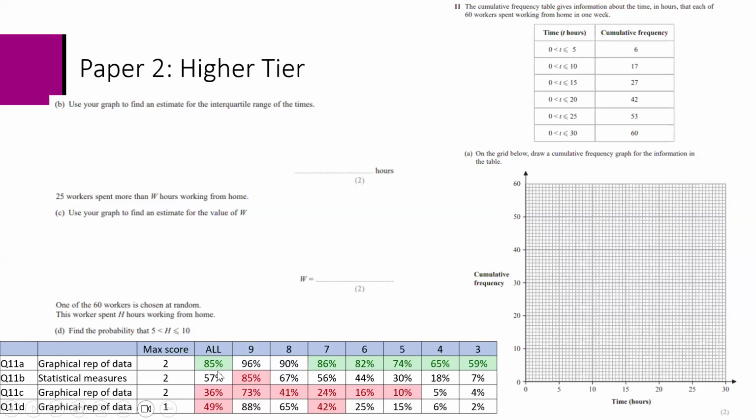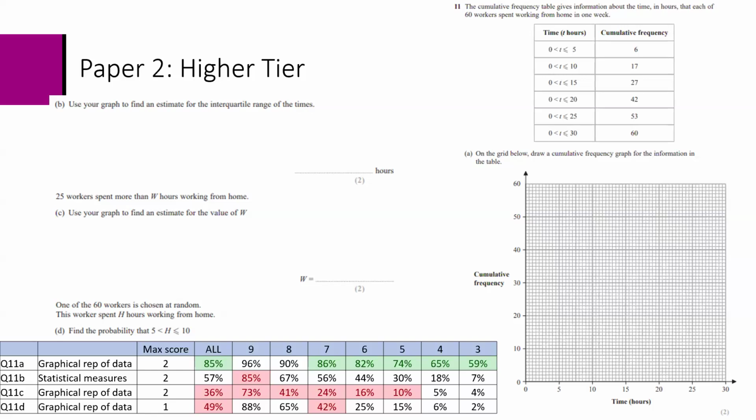Now, in terms of the data, plotting the graph itself was one of the best answered questions on the paper. Students started to struggle on the interquartile range, so we're talking interquartile range for discrete data and now for continuous data. And that was in one of the worst answered questions for your grade 9 students. And then they really started to struggle here. In some ways for part C, I'm not surprised. I think the students would have read it off at 25, but actually 25 workers spent more than W hours working from home. We actually need to count down 25 and read off at 35. So I think there's a nuance to that that explains why students found that question hard.